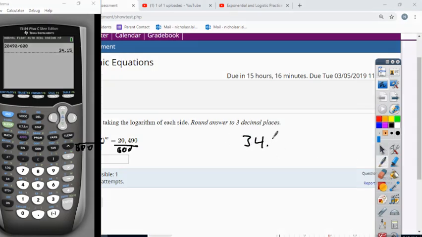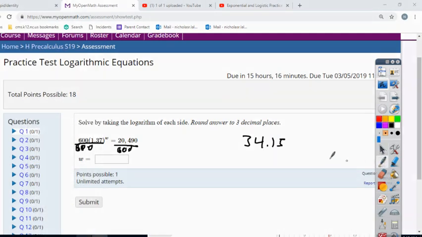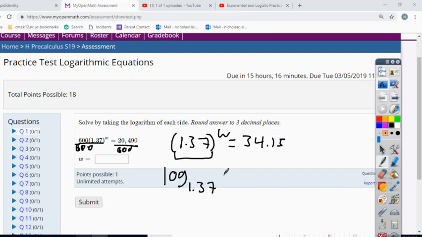So 34.15 is equal to 1.37 to the W power. Now, I have to convert this into a logarithm, so I find the log base 1.37 to the what? Swoosh across the equal sign. Swoosh, there it is, of 34.15 is equal to, swoosh, there it is, across the equal sign, W.